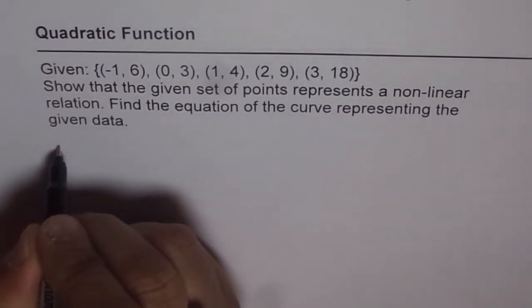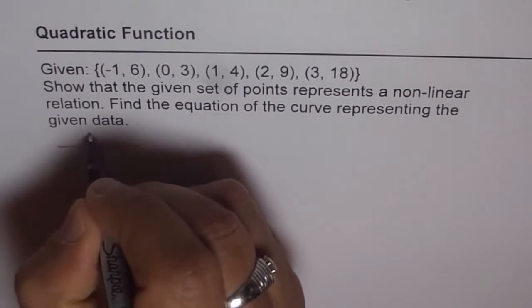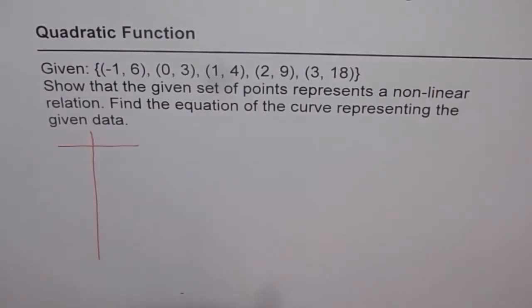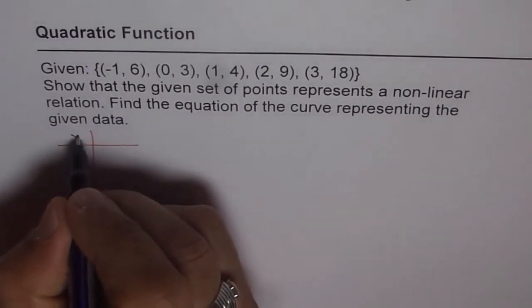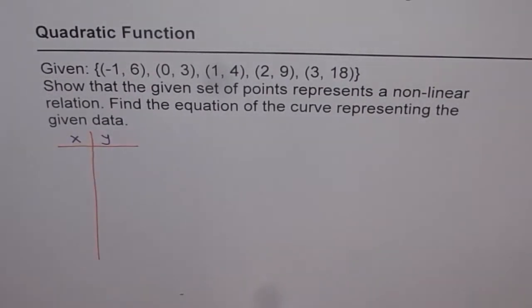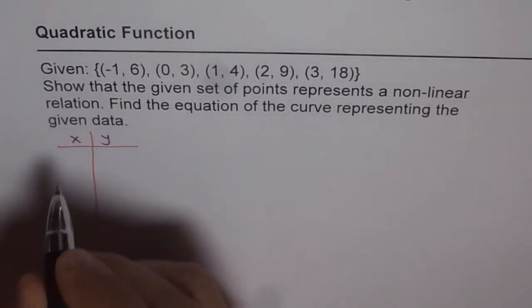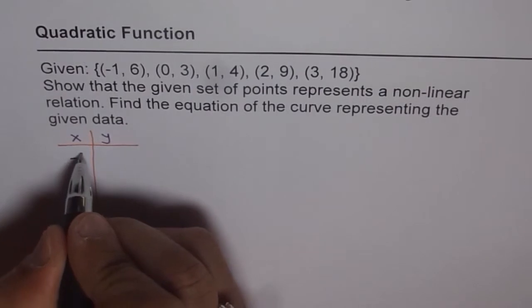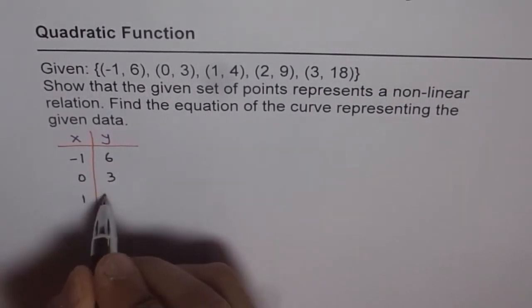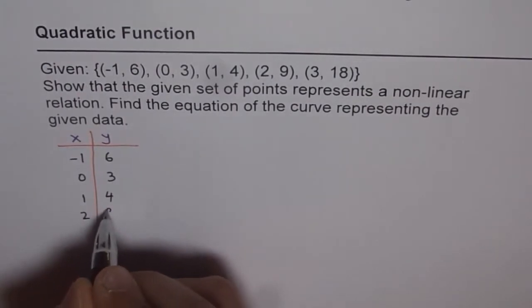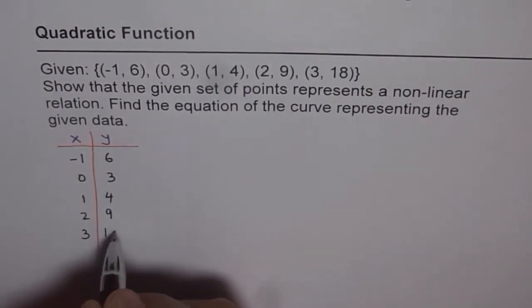How to find finite difference? Let's look into that process. So we'll make a table, right? And we can write in the values which are given to us, the x and y values. So we have x values and the y values. We'll start with -1, 6. So we have -1 and 6, 0, 3, 1, 4, 2, 9 and 3, 18.